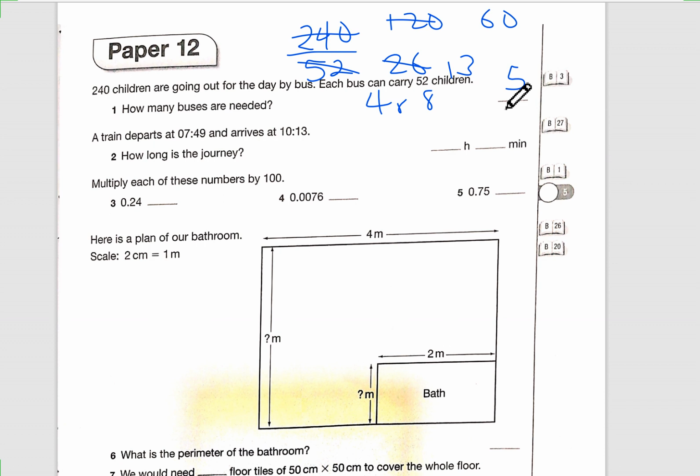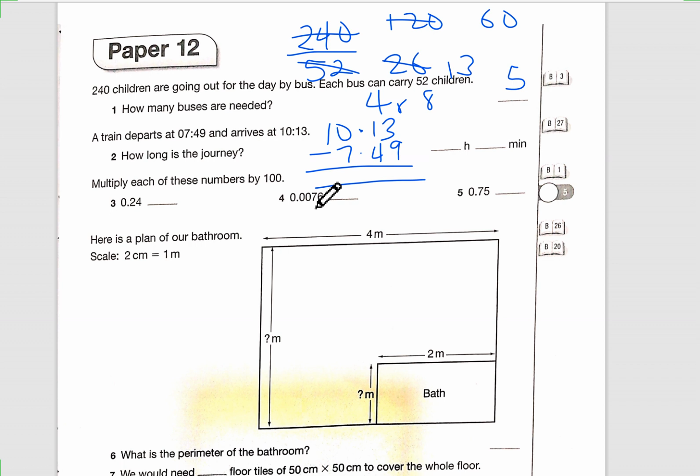Okay, number 2, a train departs at 7:49 and arrives at 10:13. How long is this journey? So all you need to do is subtract 10:13 minus 7:49, remembering that 60 minutes make an hour. So that's what we need to do here.